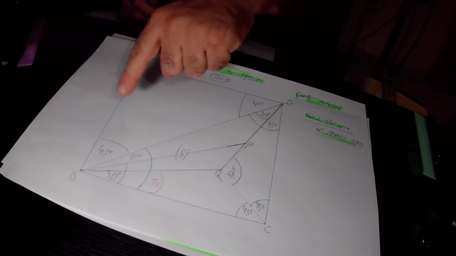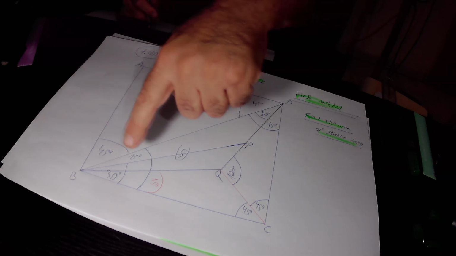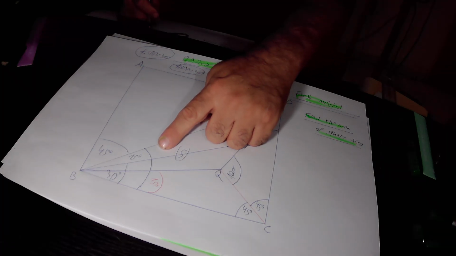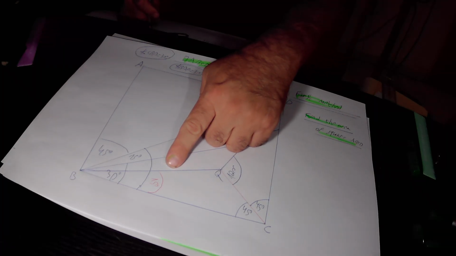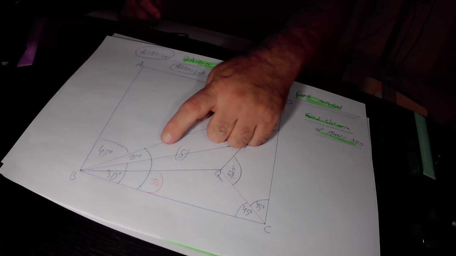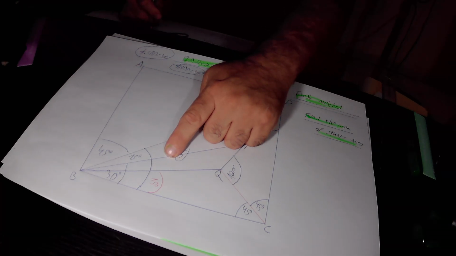Diagonal DB bisects angle ABC. Again, diagonal DB bisects angle ABC. This is the second half of angle ABC. It equals 45 degrees in size. 15 degrees plus 15 degrees plus the missing angle, the total must be equal to 45 degrees. That is the size of the second half of angle ABC. Therefore, this third missing angle must be equal to 15 degrees in size because 15 times 3 is 45.